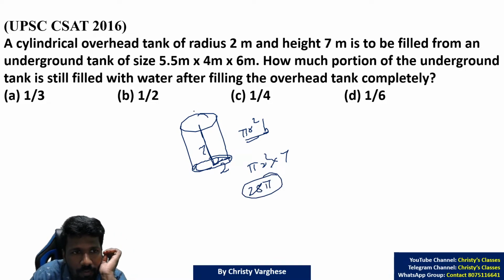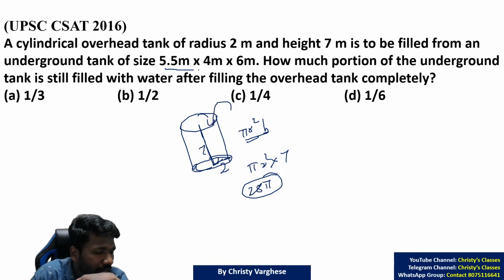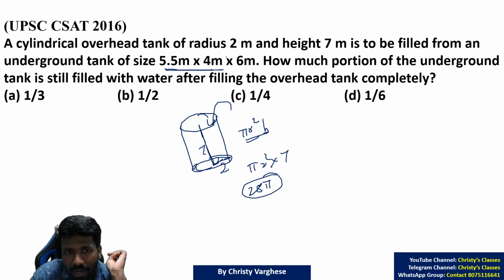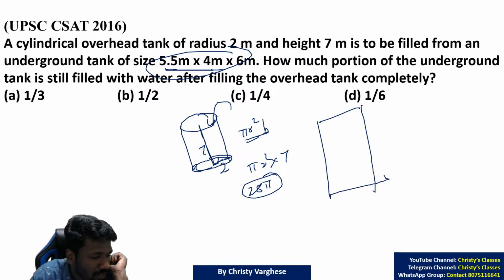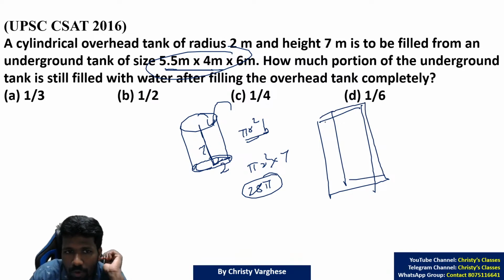The 28 pi volume cylinder, that water is to be filled from an overhead tank. So we are trying to put water into this, but from an overhead tank of 5.5 meter into 4 meter into 6 meter. So what is the volume of that? The tank is a cuboid. Its volume is 5.5 into 4 into 6, length into breadth into height you need to multiply.